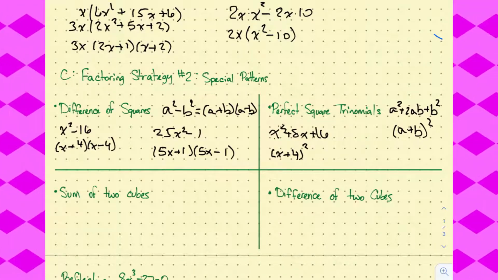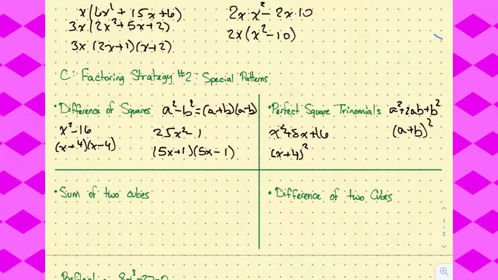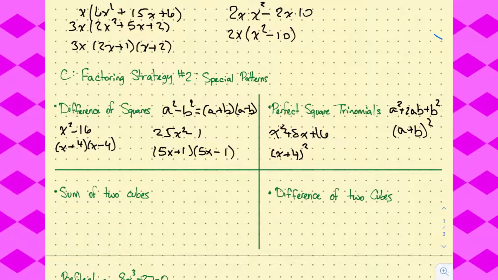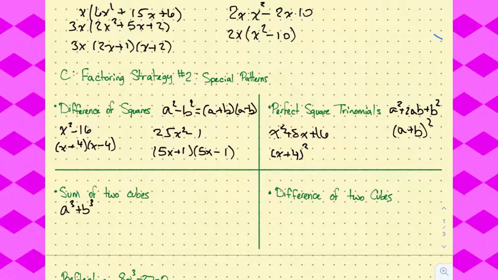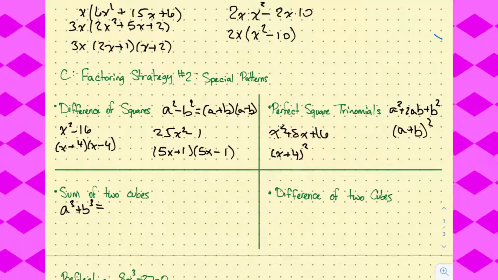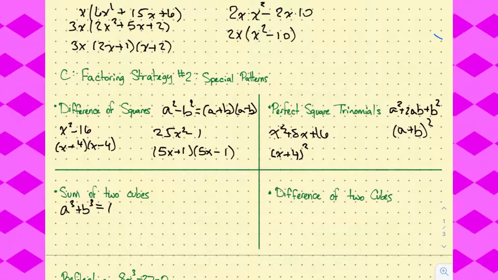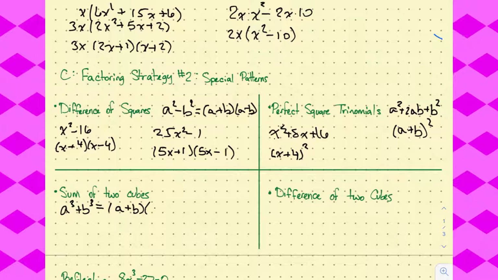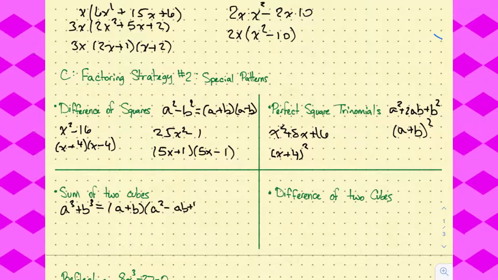Now, the 2 new ones, and I will prove that these are true in a future lesson. It's called the sum of 2 cubes and the difference of 2 cubes. Similar to our difference of squares, we have a cube term plus another cube term. Now, unfortunately, there's no easy trick for remembering how this factors. So if we have a cubed plus b cubed, it factors into a plus b, a squared minus ab plus b squared.